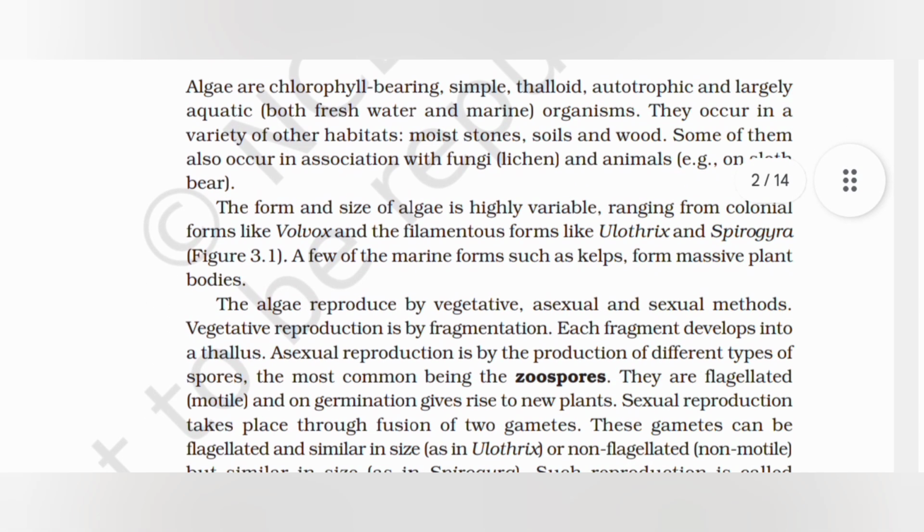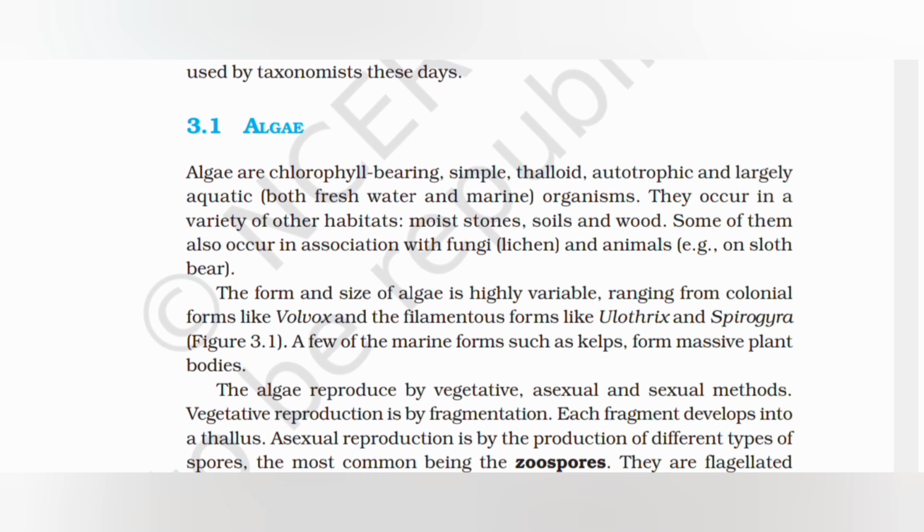3.1 Algae. Algae are chlorophyll-bearing, simple, thalloid, autotrophic and largely aquatic organisms, both freshwater and marine. They occur in a variety of other habitats: moist stone, soil and wood. Some of them also occur in association with fungi (lichen) and animals. The form and size of algae is highly variable, ranging from colonial forms like Volvox and filamentous forms like Ulothrix and Spirogyra (Figure 3.1). A few marine forms such as kelps form massive plant bodies.